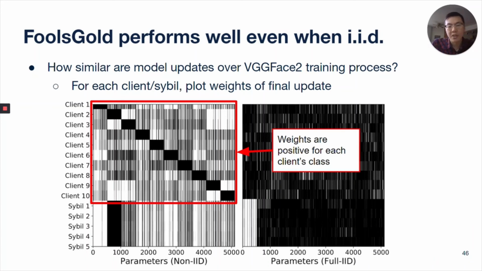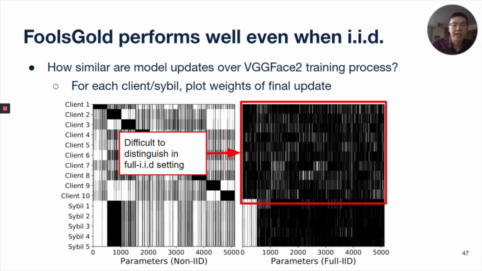On the left is the non-i.i.d. case, and you can see a diagonal black checkered pattern. This occurs because the data is non-i.i.d., so each client has only data for a single class and only contributes, or primarily contributes, updates pertaining to that class. In the full i.i.d. case, where the data is evenly distributed amongst the 10 honest clients, it is a lot more difficult to distinguish these honest clients from each other, and they all appear largely similar.